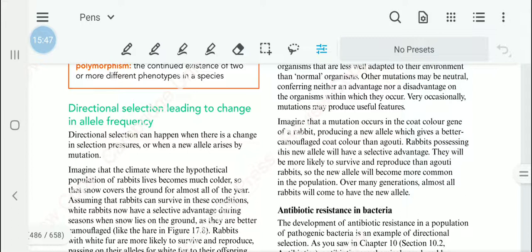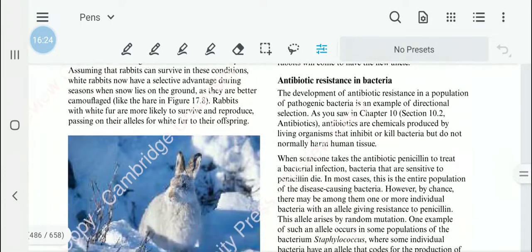Also, leave a line and write, also, directional selection leading to change in allele frequency can be a result of mutation as well. If a mutation results in an advantage of characteristic, the organism containing that allele is likely to survive and become more common in the population.